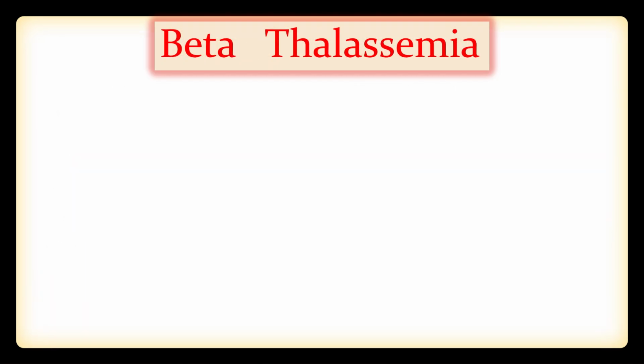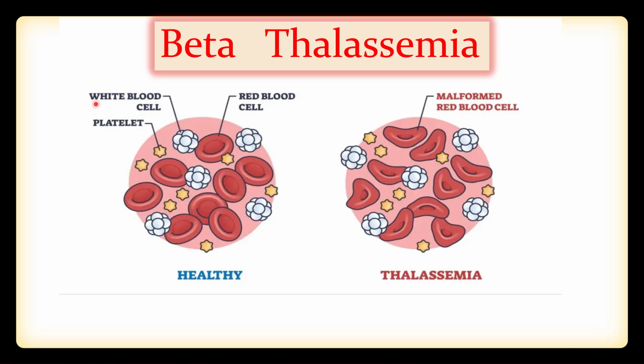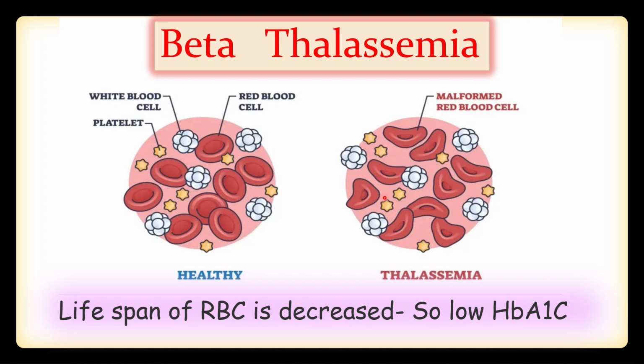The second option is beta thalassemia. We know that in beta thalassemia there is a defect in the hemoglobin chain. Here is a healthy blood picture, and this is a picture showing the malformed red blood cells in beta thalassemia. Here also the red blood cells will go for hemolysis. Again the lifespan of RBC is decreased, and low HbA1c level is seen. So option B is also ruled out.